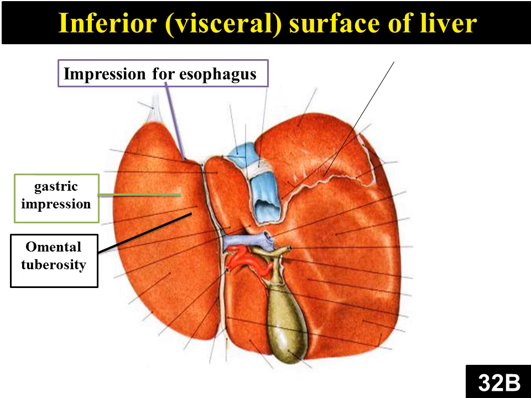على right of this gastric impression اكو فد rounded tuberosity، وهذه يسموها omental tuberosity اللي مؤشر عليها بالأسود.